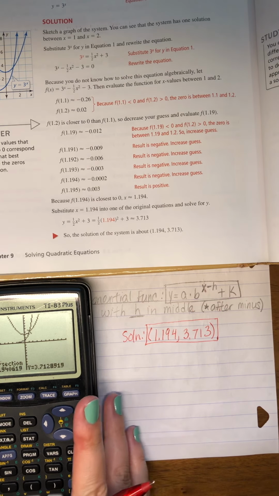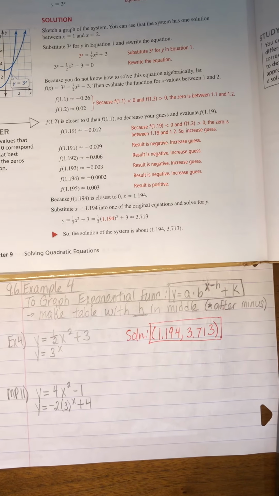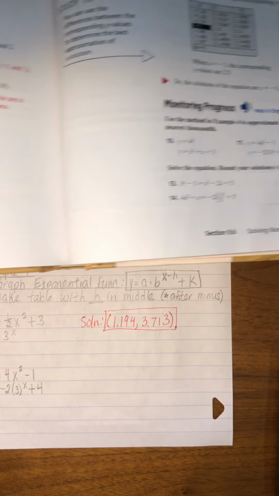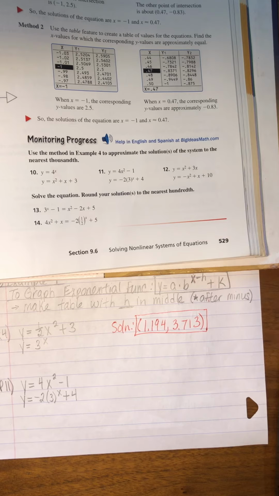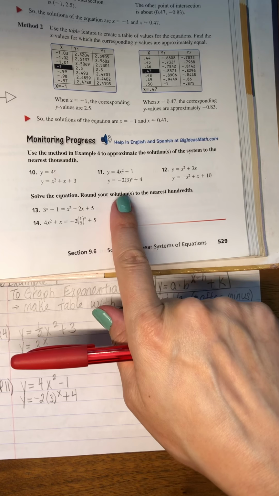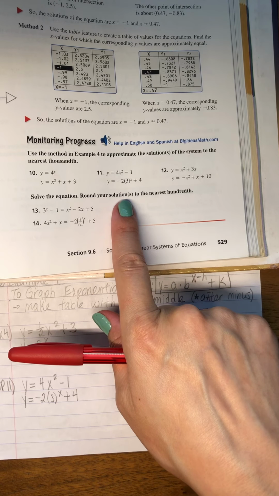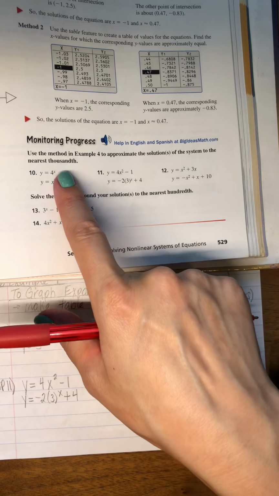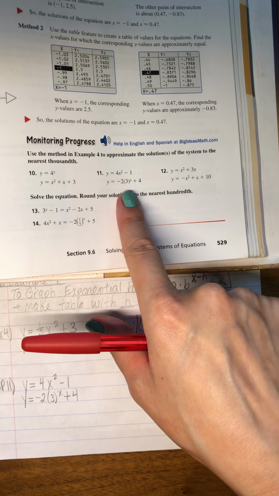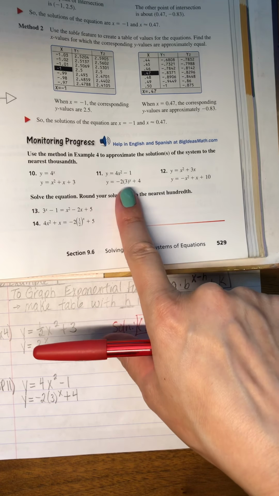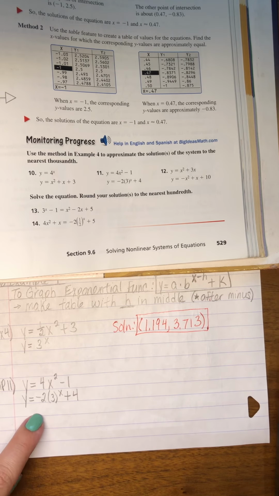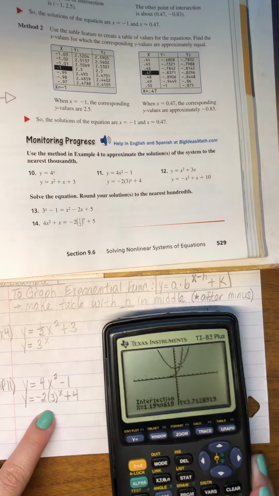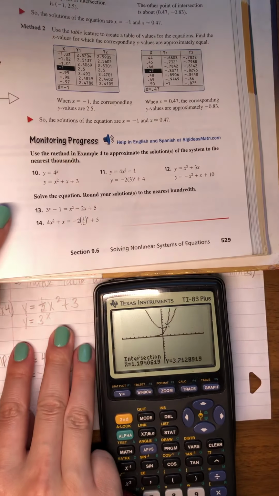Let's do another one like this. We're going to do monitoring progress number 11. I'm getting this from the next page in the textbook. So we're going to do monitoring progress number 11. Same exact thing. We're going to approximate this solution and round to the thousandths place. I'm not going to graph it by hand. I'm just going to graph it in my calculator. So I already wrote this system down here. Let's go ahead and type this into our calculator. And let's see what we're working with here.